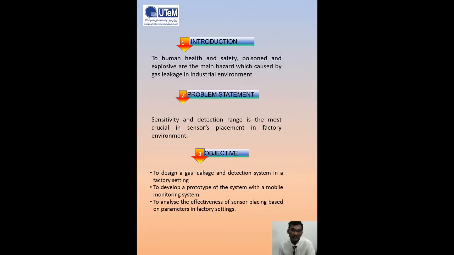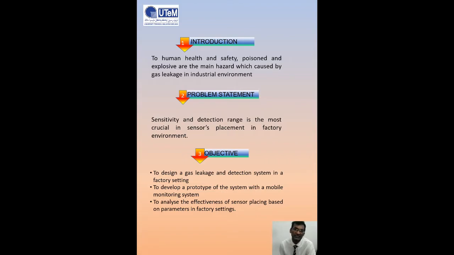Another example is the Sungai Kim Kim River incident. This happened on 7th March 2019, caused by illegal chemical waste dumping. The dumping released toxic fumes affecting 6,000 people nearby in Pasir Gudang, Johor. These are examples of why a gas detection system is important for the safety of humans.